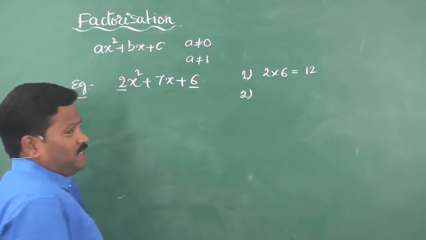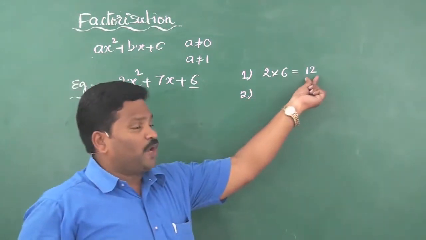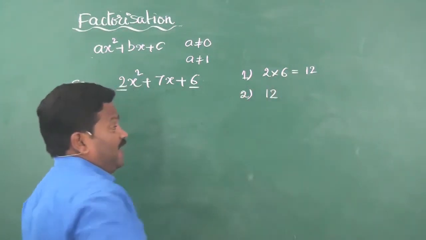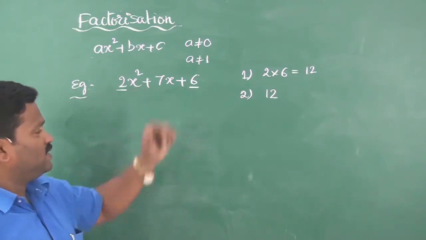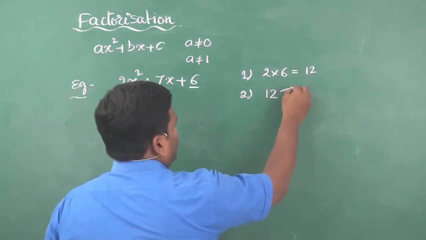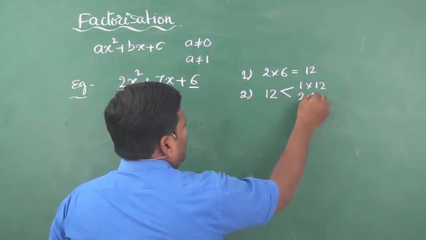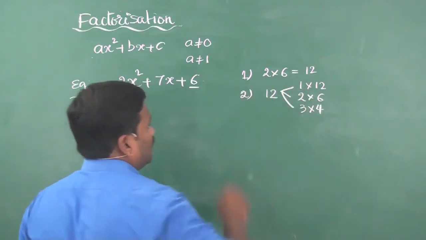And second step, let us find the factors of this product. Let us find the factors of the product of this 2 and 6. What are the factors of 12? 1 into 12, 2 into 6, 3 into 4.